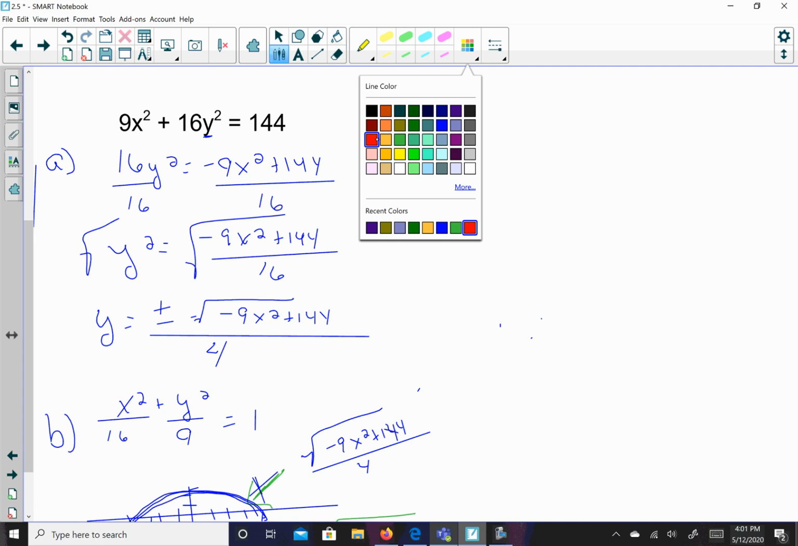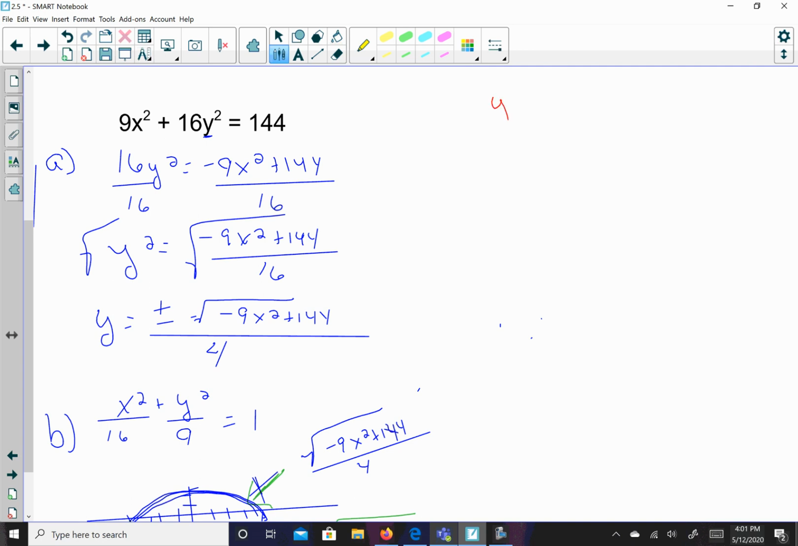Before I do that, I'm going to rewrite this. So y is equal to, and I'm just going to rewrite it. I'm going to bring that plus or minus out front. I'm going to bring that 1/4 out front. Instead of writing the square root, I'm going to write negative 9x squared plus 144 to the 1/2 power, because I really do not want to do the quotient rule, and I shouldn't do the quotient rule because this is a constant, and I really don't want to do that.